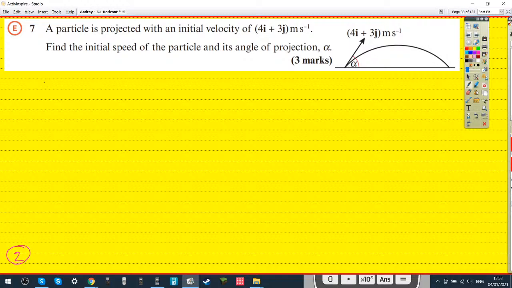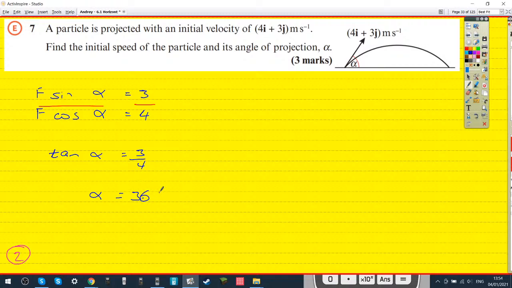Okay, so should I do F cos alpha equals 4 and F sine alpha equals 3? And so tan alpha equals 3/4. And now I need to do arctan of 3/4. And I've got 36.9.